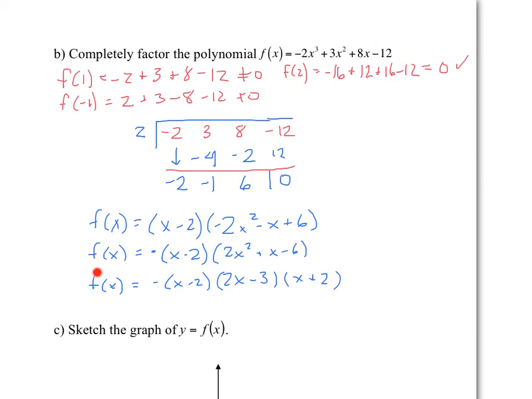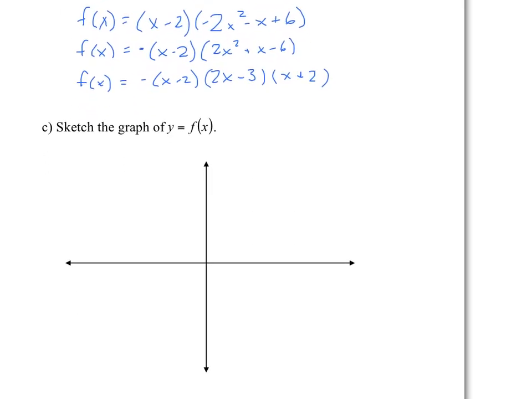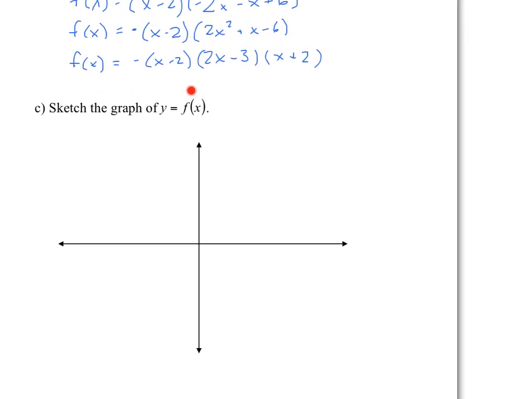Here are your factors. So notice x equals 2 is 1, 0. We had found that one. X equals negative 2 would also be a 0. And we'd also have x equals 3 over 2. So that's the other 0. And notice that we have a factor of negative 1 in the front. Now, to sketch this graph, you would need it in factored form.